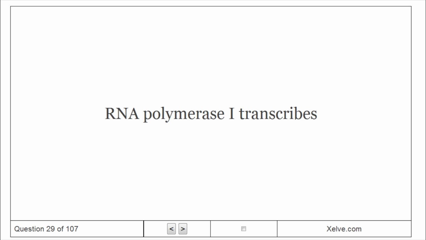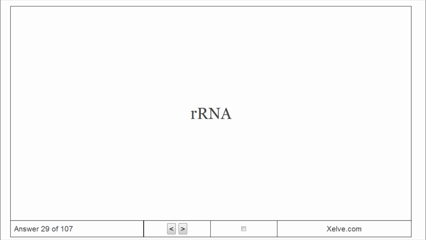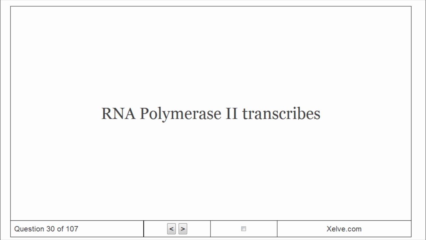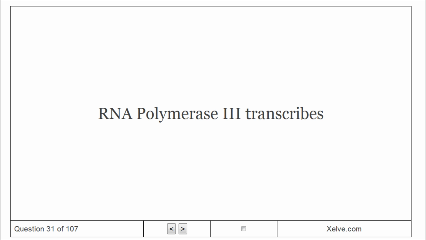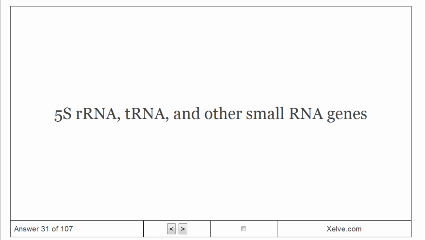RNA polymerase I transcribes rRNA. RNA polymerase II transcribes mRNA. RNA polymerase III transcribes 5S rRNA, tRNA, and other small RNA genes.